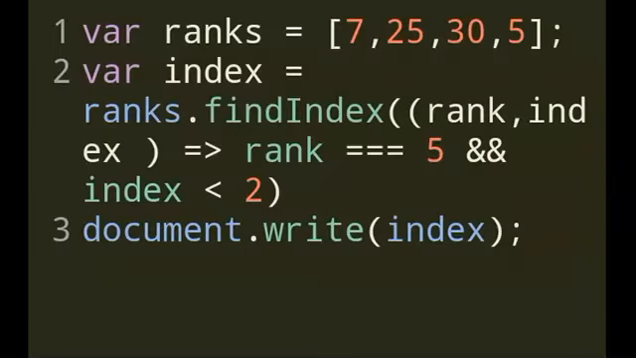-1. Why? Because rank equal to 5 is already there, but its index position is 0, 1, 2, 3. Here I want to fulfill the condition index less than 2, and it has to be 5. So that means the value doesn't exist. So it will return a -1 index.